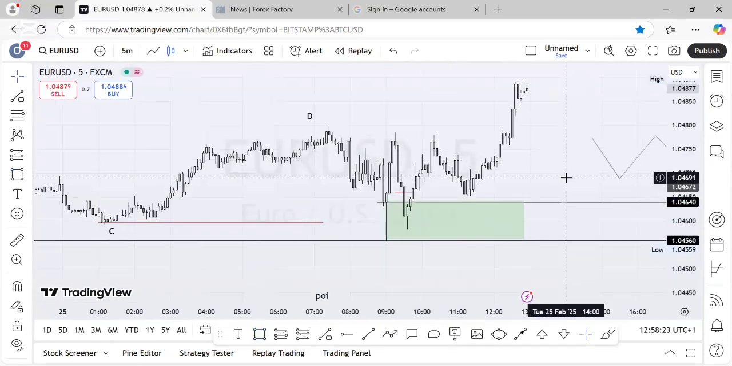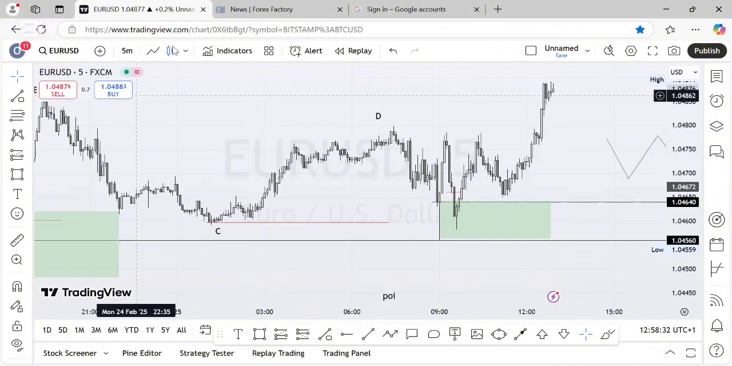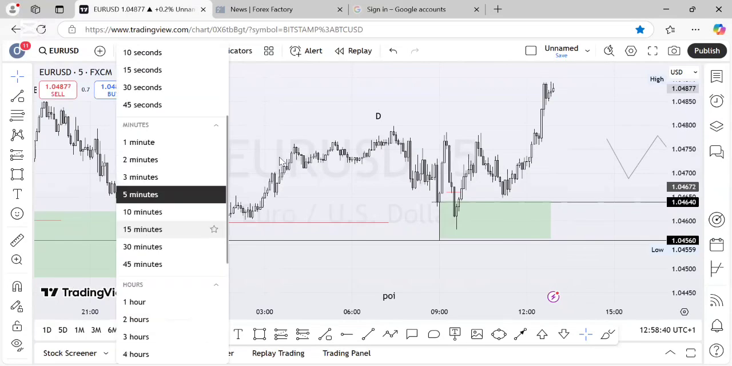You need to build that bias. When you're trading in line with the overall market structure, it will always go in your favor. So you need to establish the buy bias first of all from the higher time frame before these things can actually work in your favor. So this is the 15 minutes time frame as well.